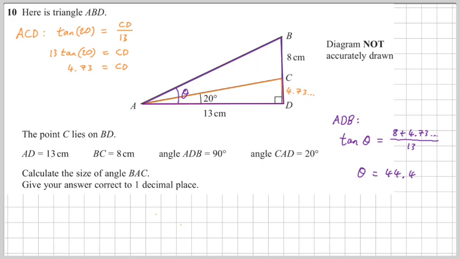Now don't forget to subtract the 20 from that to give the requested angle BAC, which is just this little bit in here. I've identified it with the red curve there. So final answer, just take away 20: 24.4 degrees.